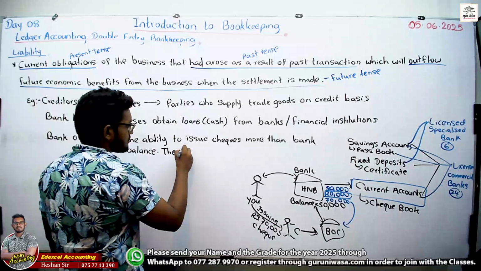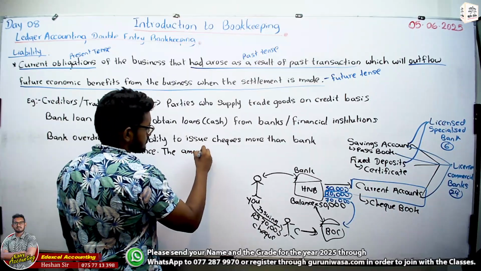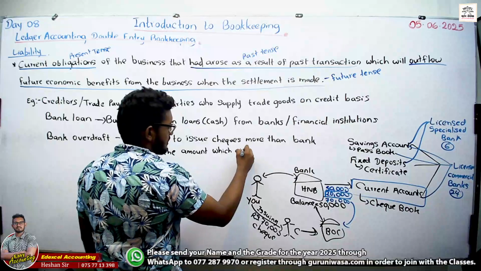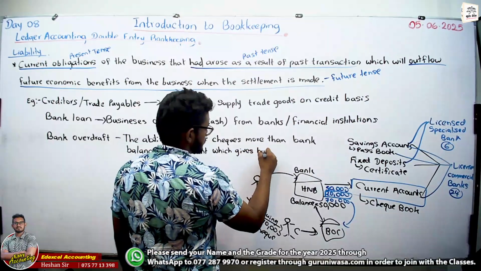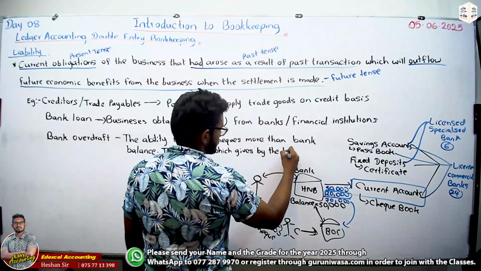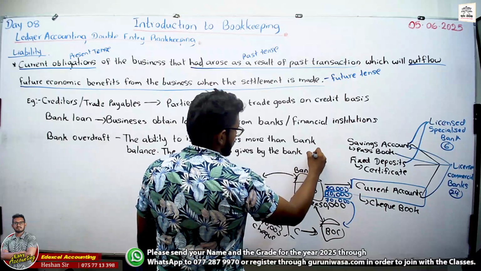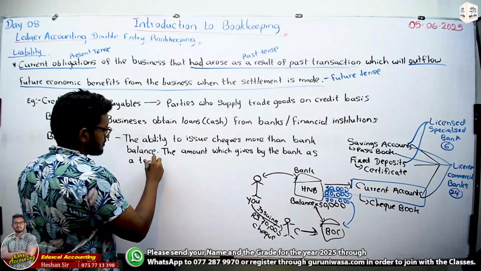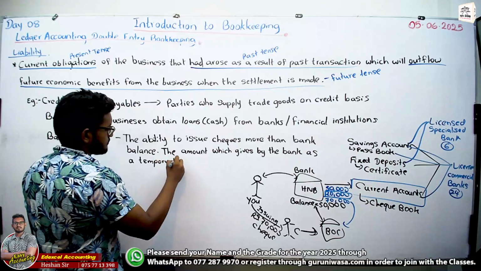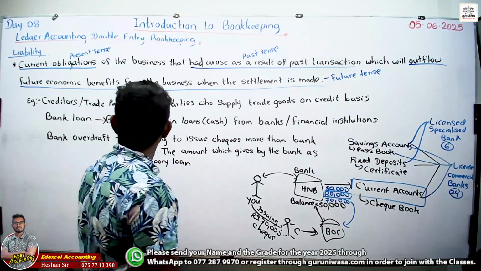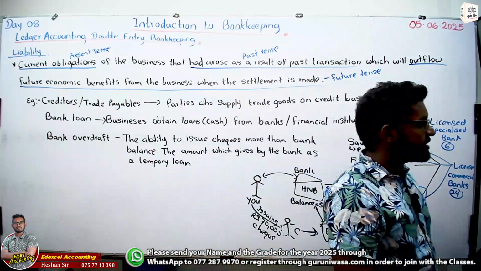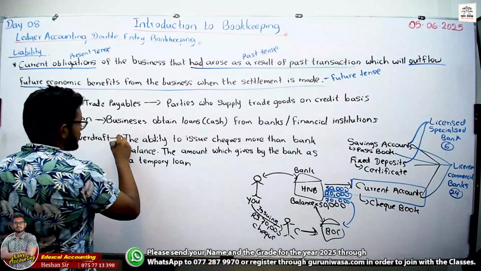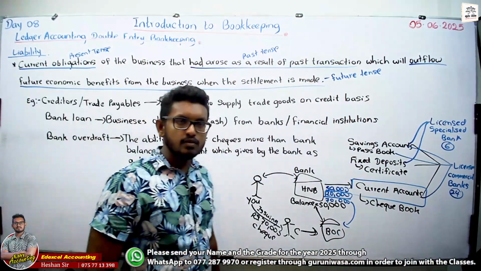The amount which is given by the bank as a temporary loan is also a kind of liability. Is it clear to you? Send me a thumbs up, because it's a liability to the business, because the bank gives its own money.